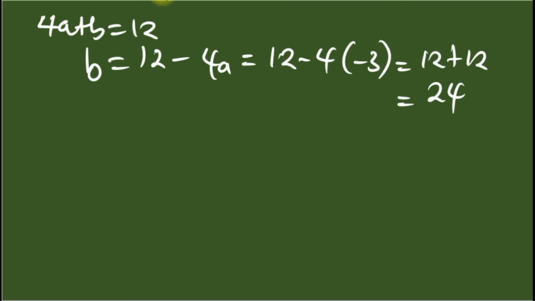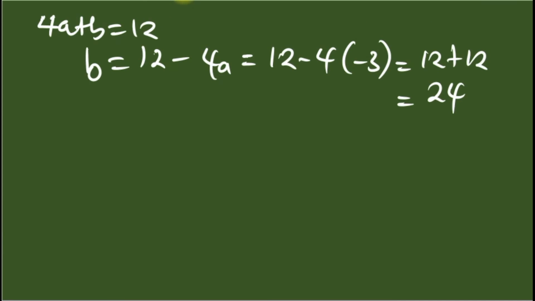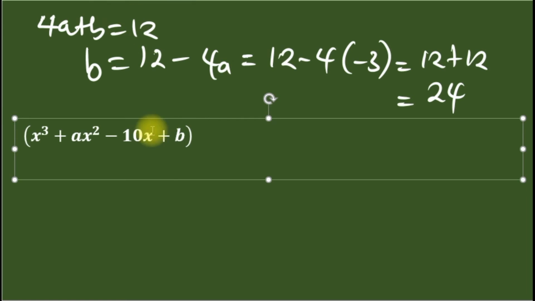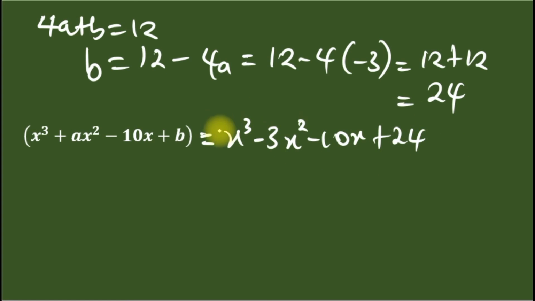Remember, we are asked to find the third factor. So we substitute the values of a and b. Remember, a is minus 3 and b is 24. So this is now equal to x cubed, a is minus 3, so minus 3x squared minus 10x plus 24. So this is my polynomial.